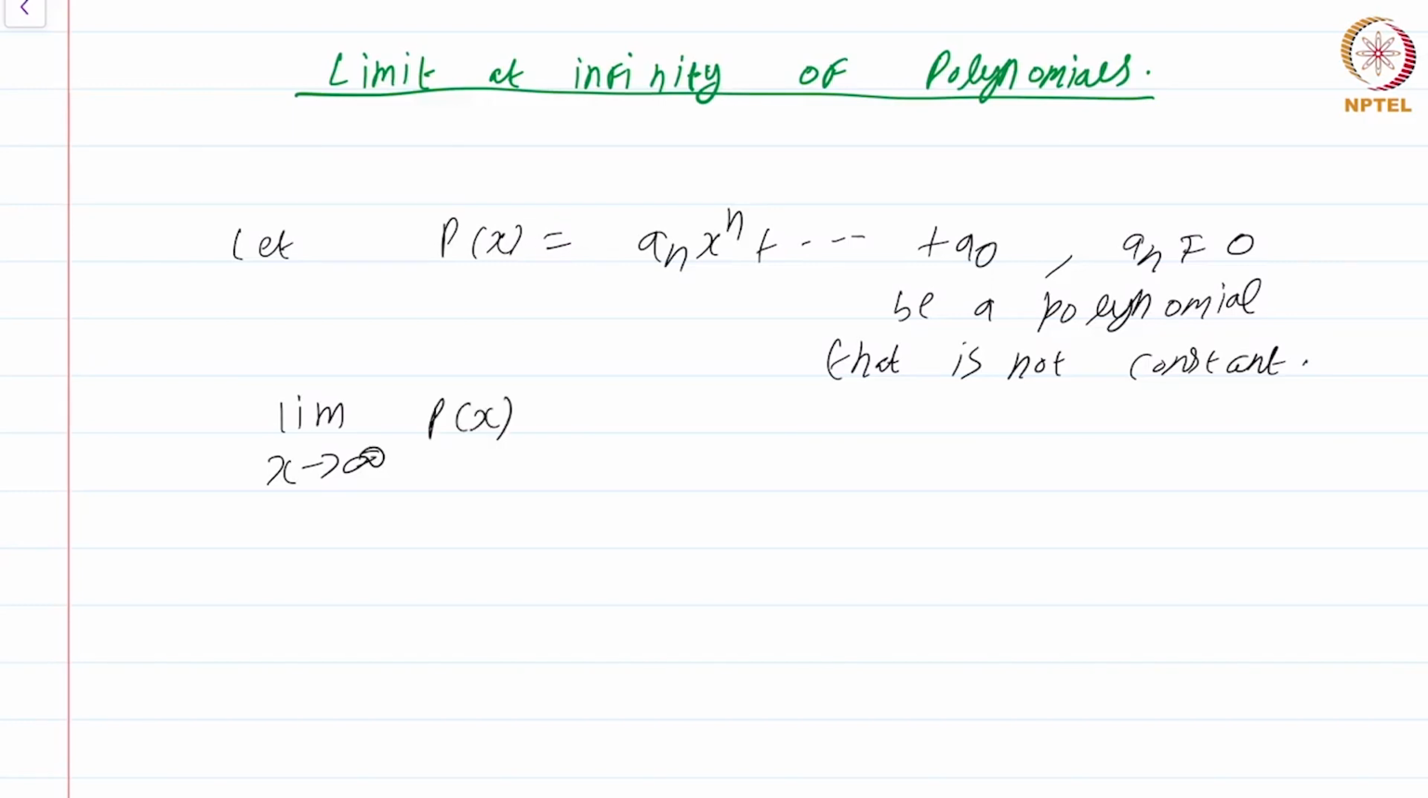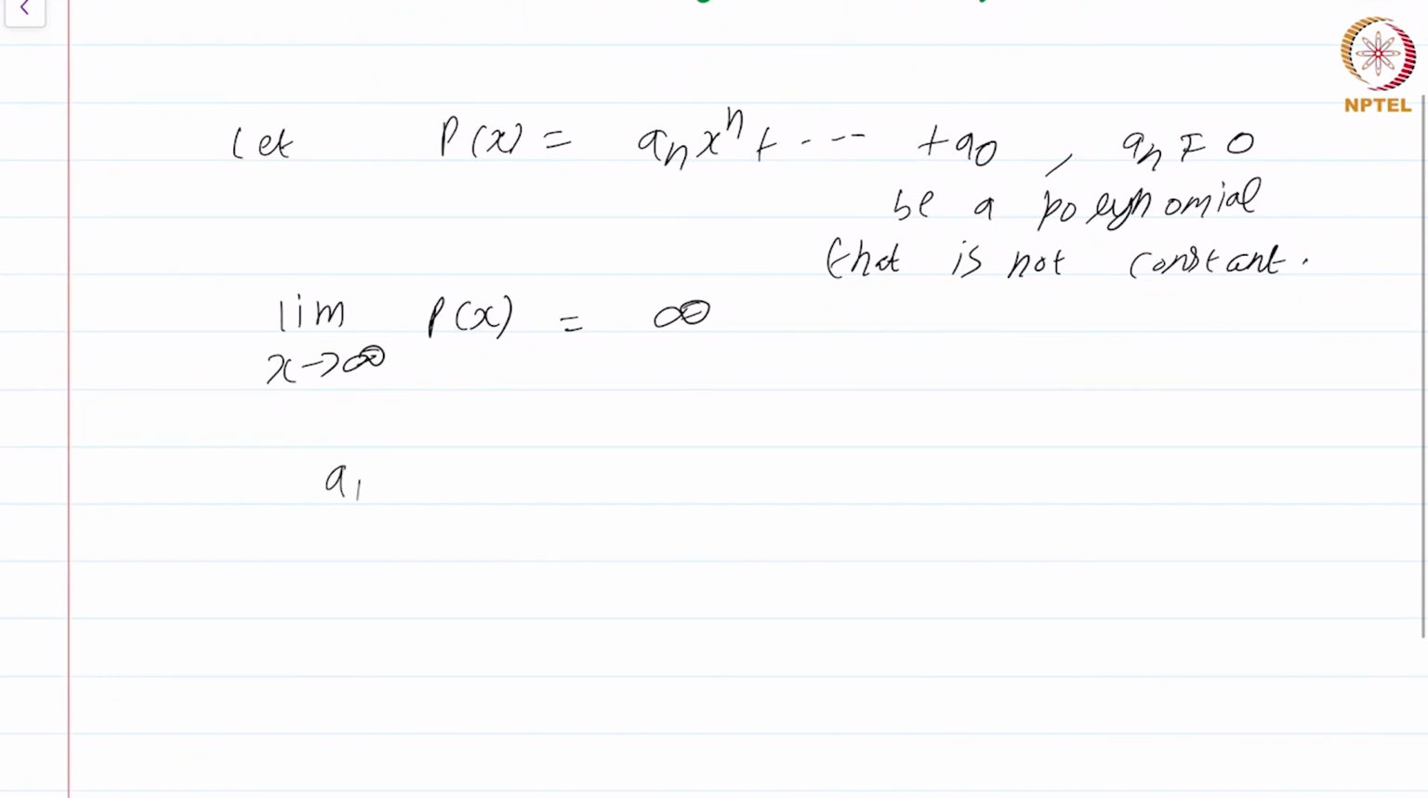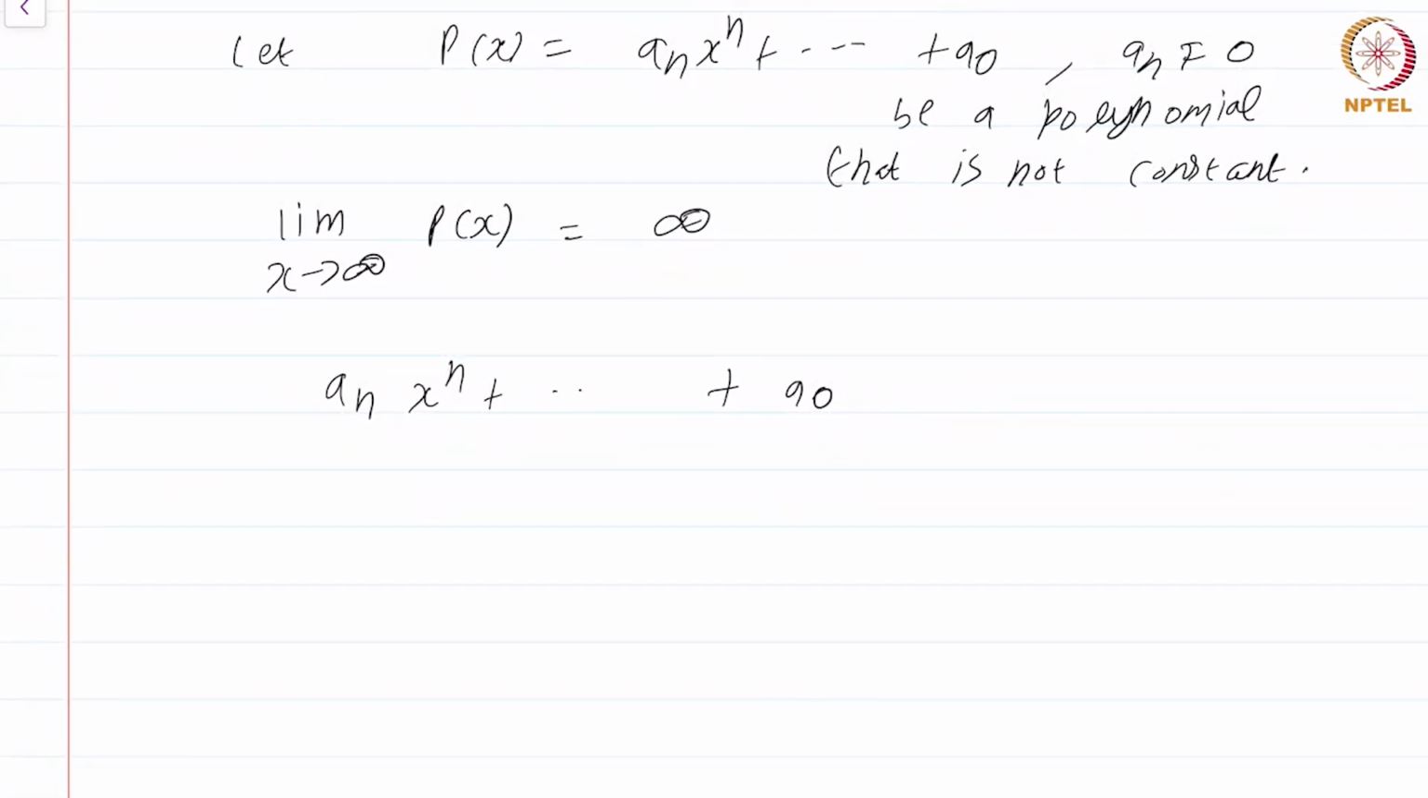This is actually going to be equal to infinity. Let's see why this is the case. So you have a_n x^n plus ... plus a_0. What you do is you take x^n outside. You get x^n times (a_n plus a_{n-1} by x plus ... plus a_0 by x^n).